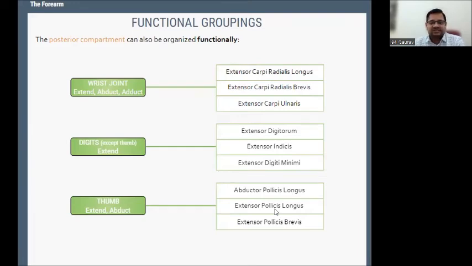So if you understand the name, wherever digits is there and they are of posterior compartment, they are going to do extension. If pollicis is there, they are basically for thumb region. If they are coming from the longer version like extensor carpi radialis longus, extensor carpi, they will do the extension of the wrist joint also and abduction and adduction, all three functions. So this was the functional grouping.